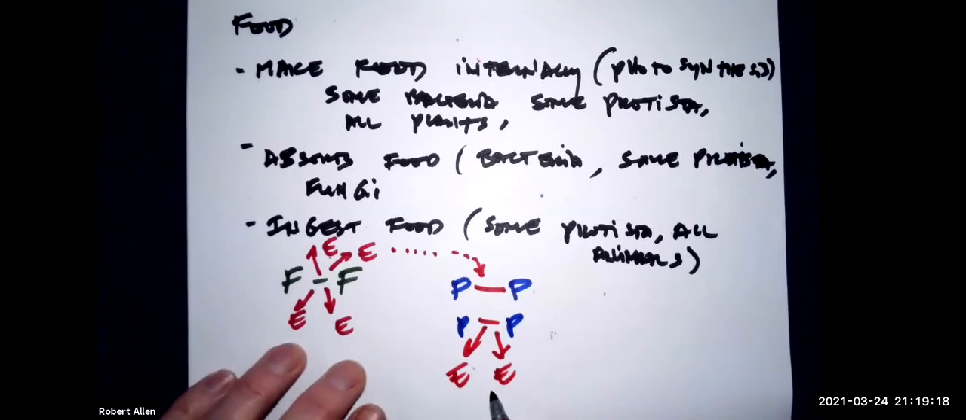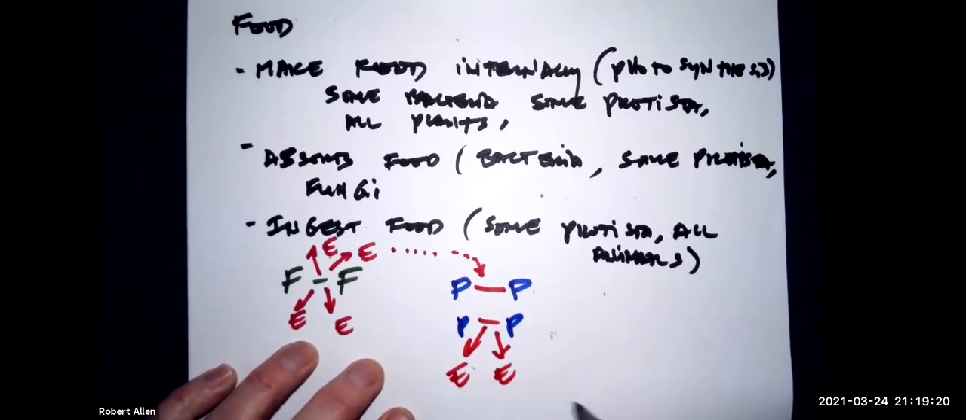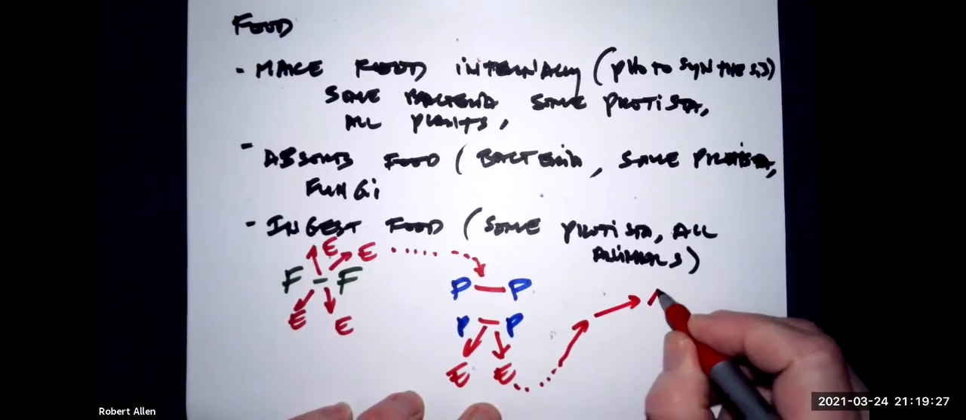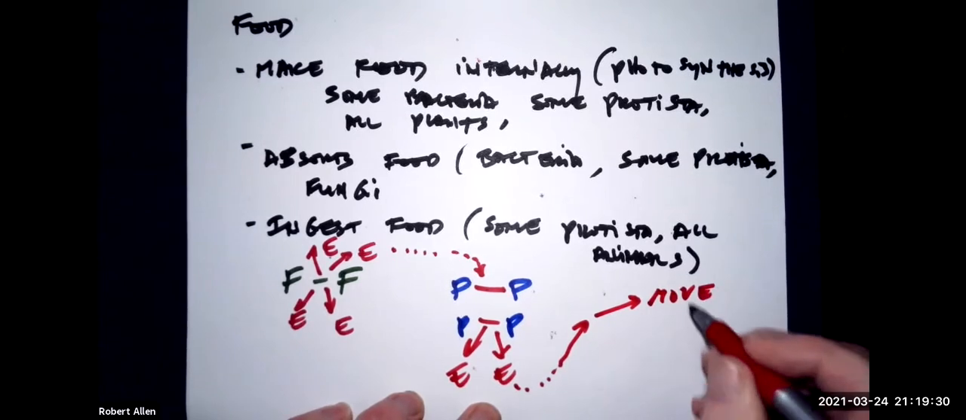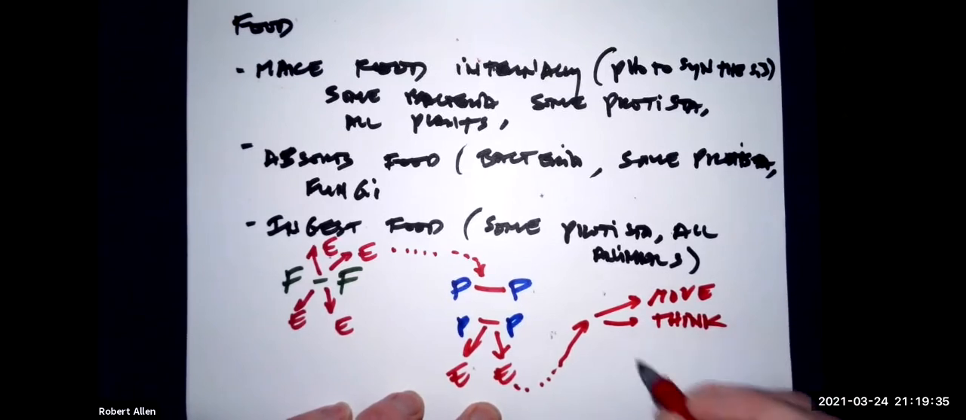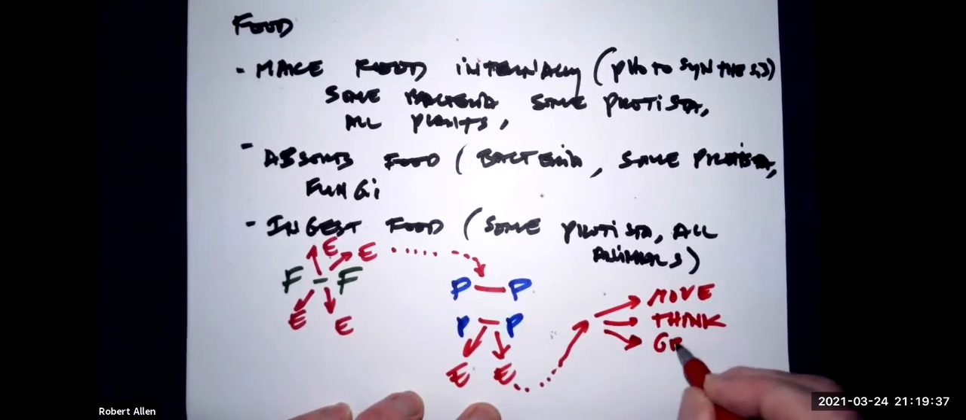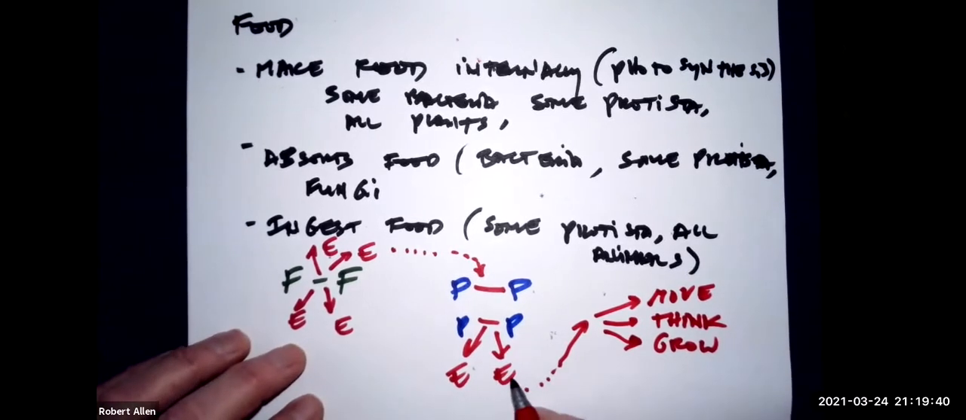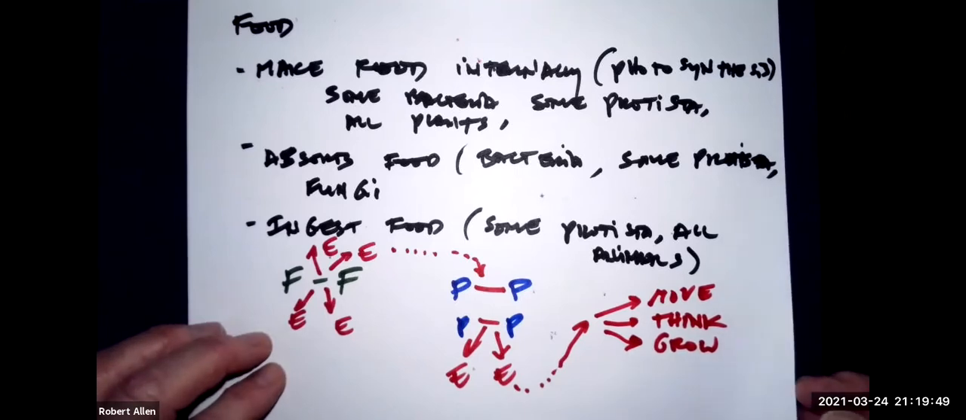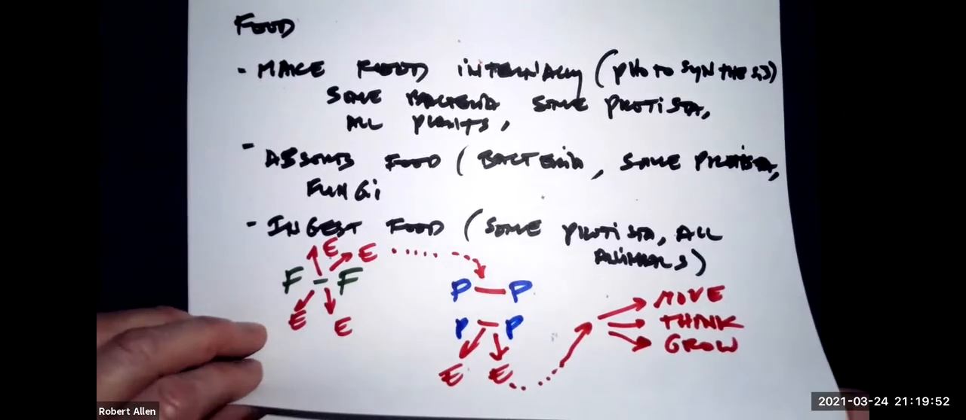It's going to release energy. That energy is then used wherever it's needed. So I'm going to make a little arrow. That energy goes to where it's needed to do things like move, to think, and to grow. These are the biggies. It's used to make muscles move. It's used to make the nerves in your brain work. It's used to help make your cells put together other chemicals so you can grow in size and replace cells.